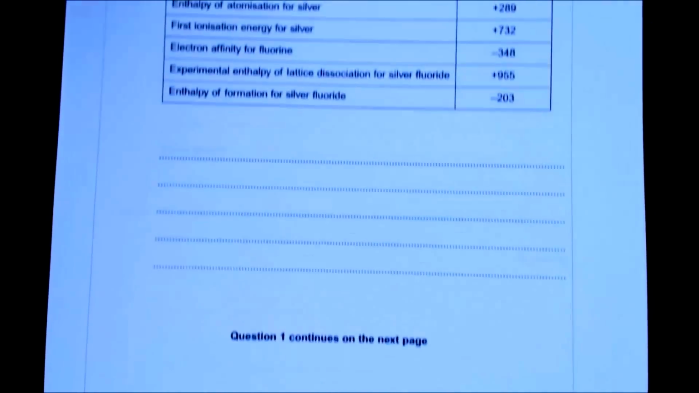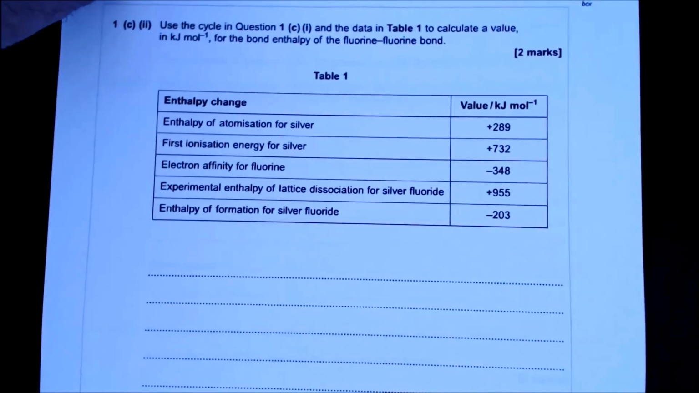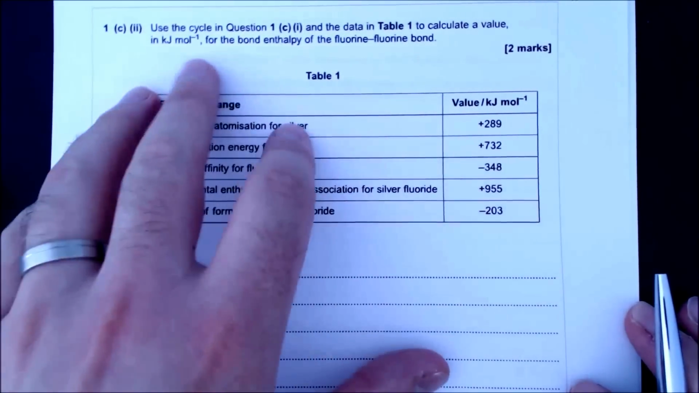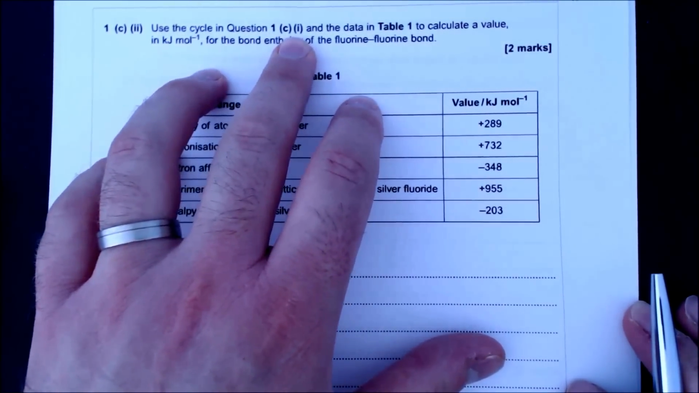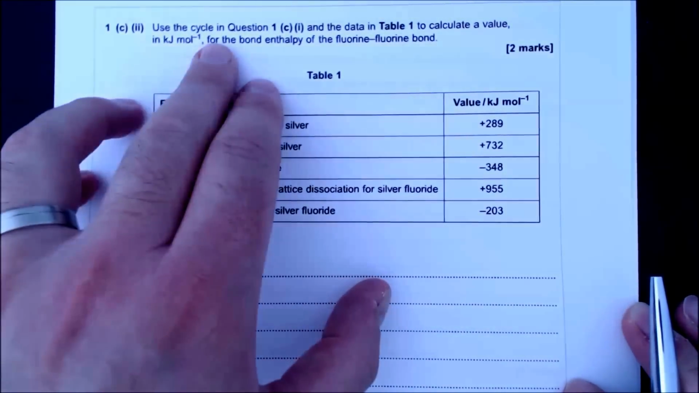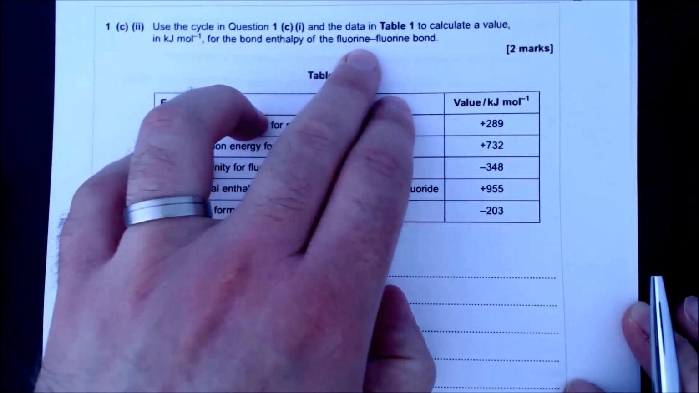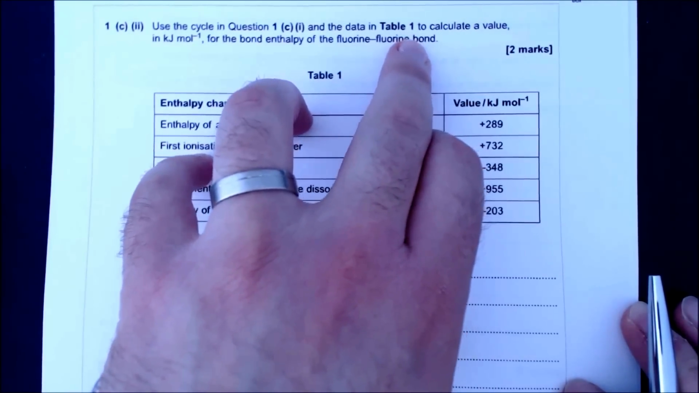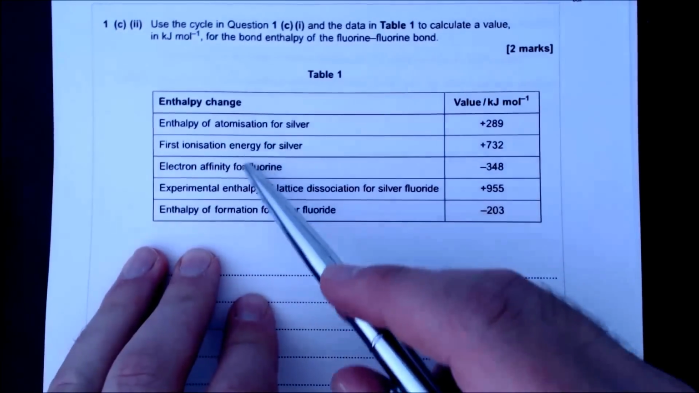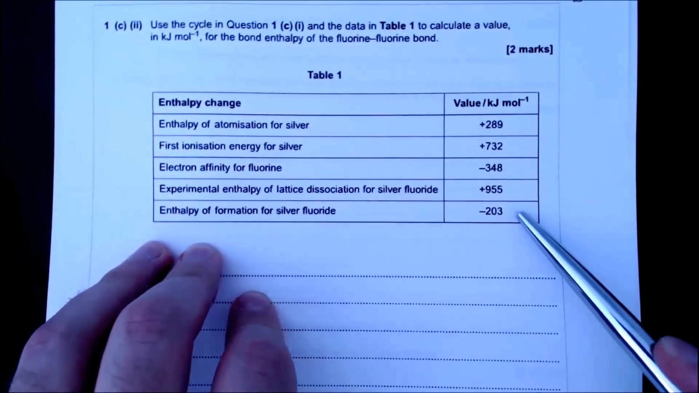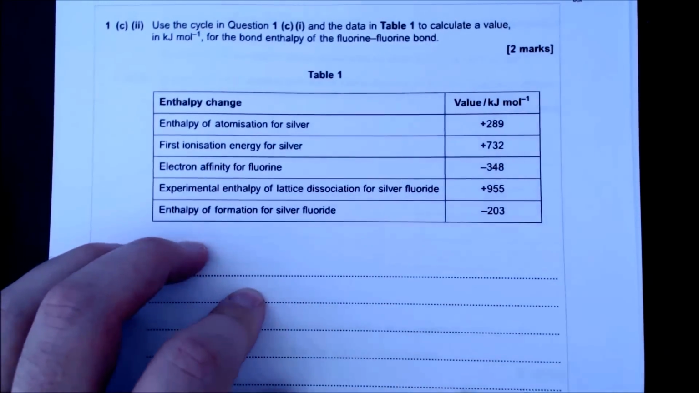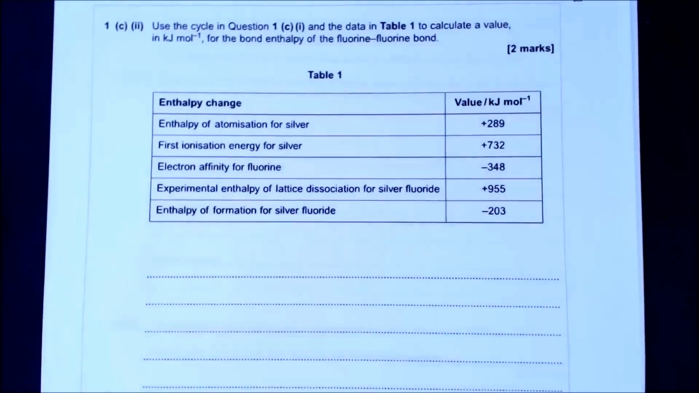Right, so this one, you can see they've given us a table of data, and it says use the cycle in question 1C part 1 and the data in table 1 to calculate a value in kilojoules per mole for the bond enthalpy of the fluorine-fluorine bond. You can see we've got 2 marks up for grabs here. We've got loads of different enthalpy changes and their values in kilojoules per mole. All we have to do is use the cycle to work out the bond enthalpy of the fluorine-fluorine bond.